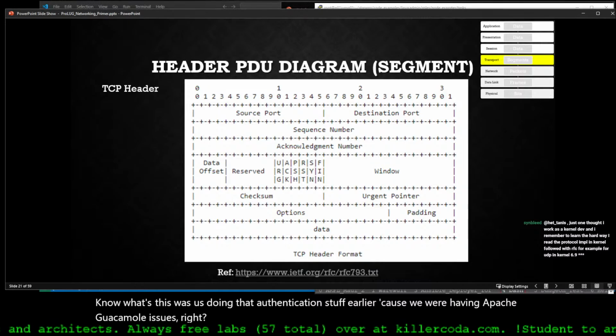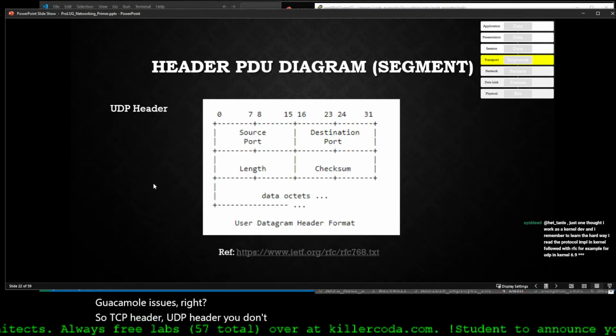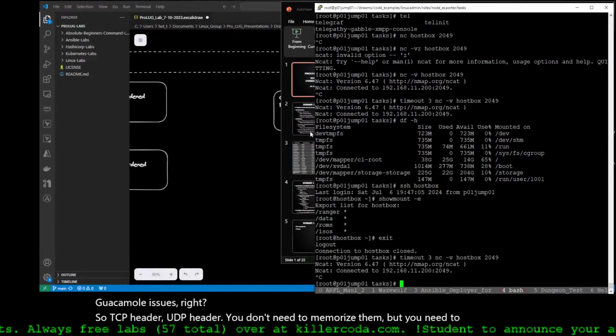So, TCP header, UDP header. You don't need to memorize them, but you need to understand what's kind of going on with them.